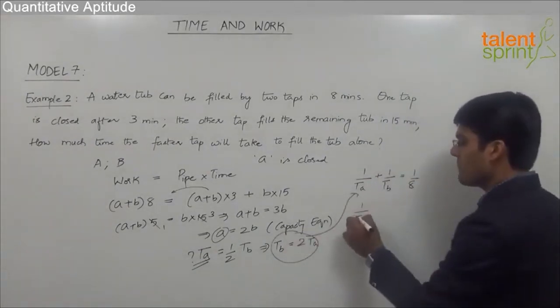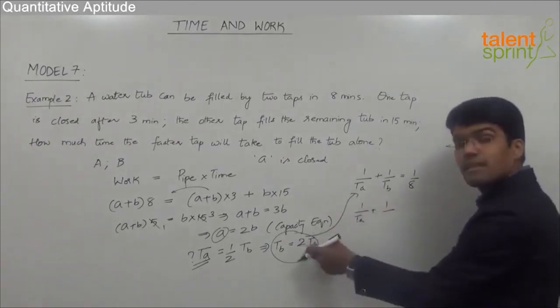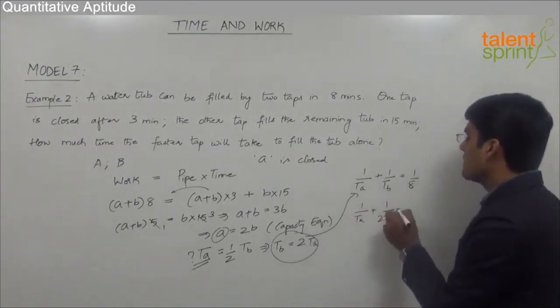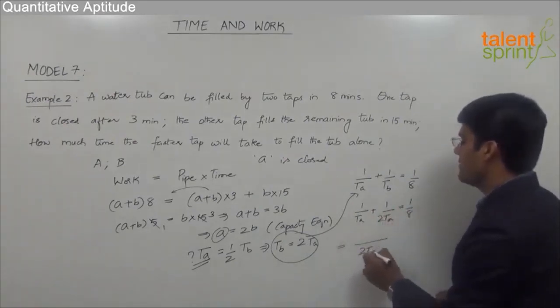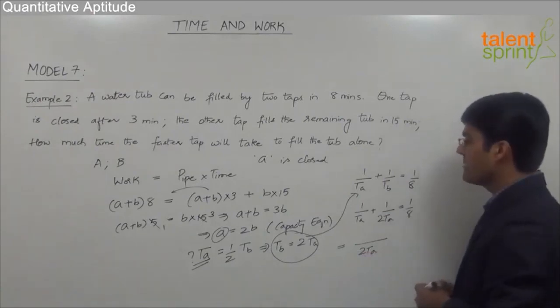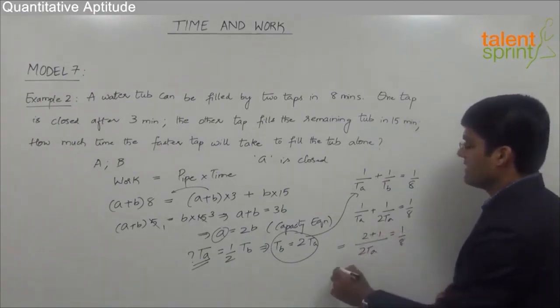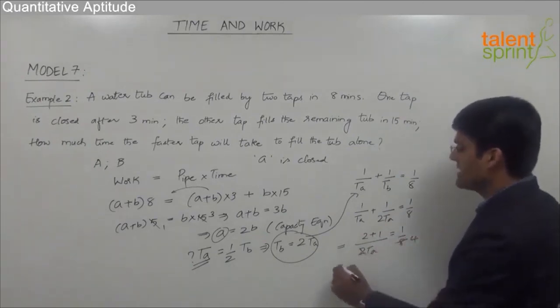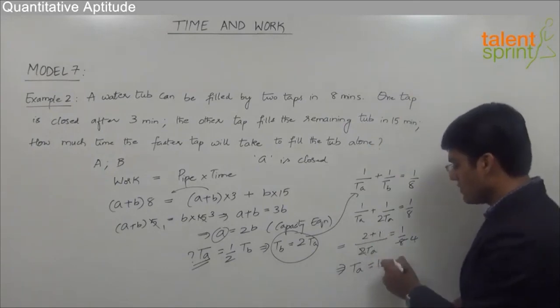So I can say that 1/(time taken by A) + 1/(twice the time taken by A) = 1/8. So from this we can say that the LCM is 2 times the time taken by tap A. So (2 + 1) over 2 times the time taken by A equals 1/8. 2 goes 4 times, and hence time taken by tap A will be (2 + 1) × 4 = 12 minutes.